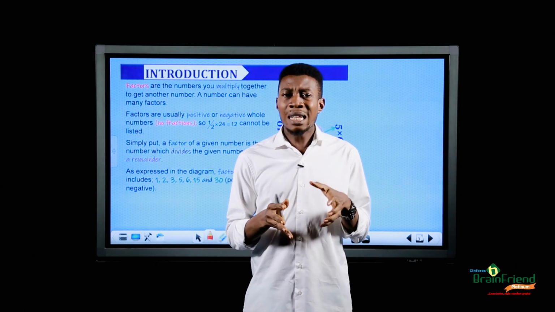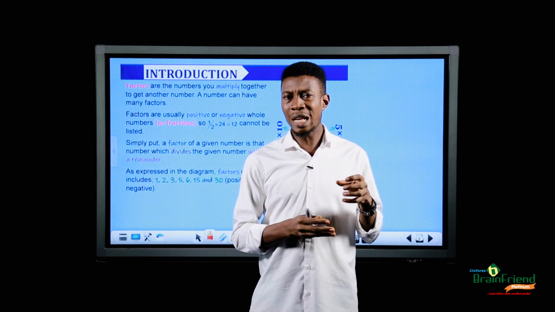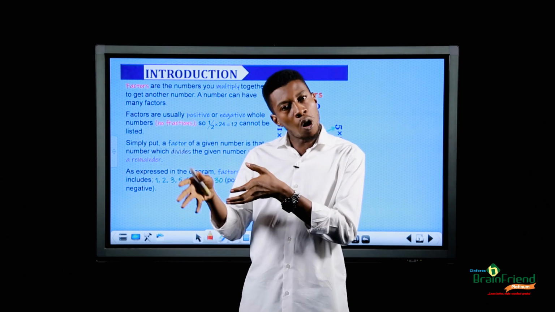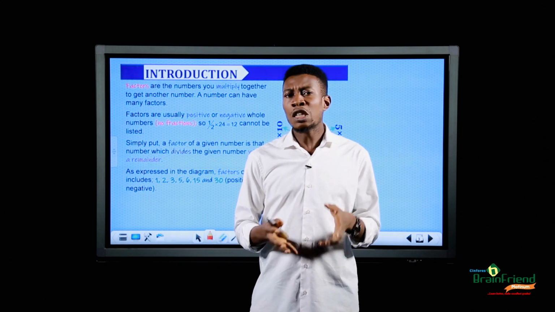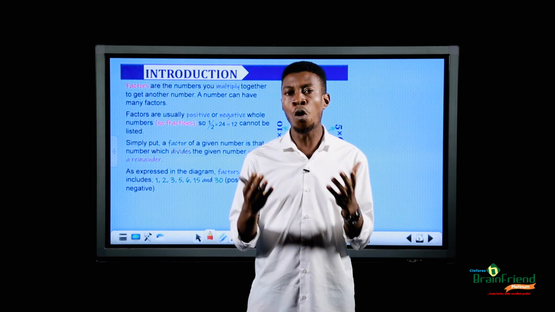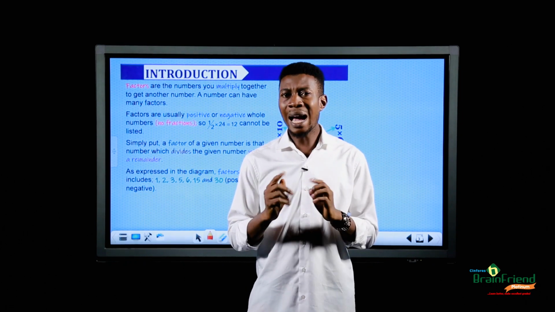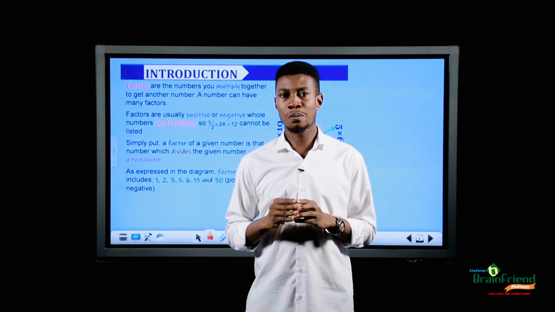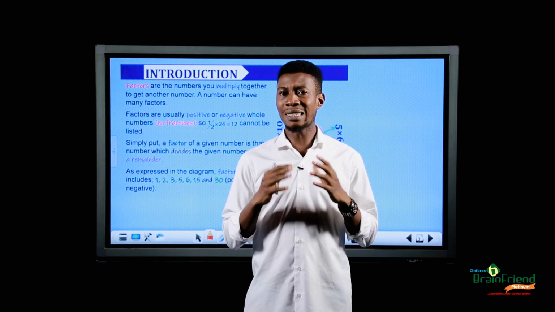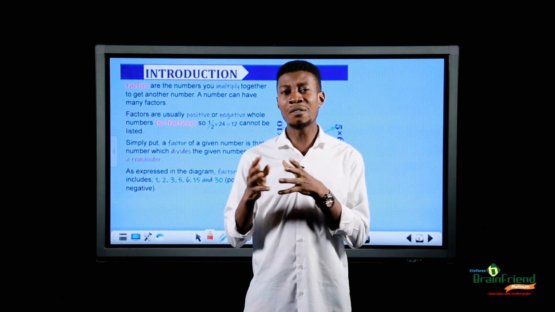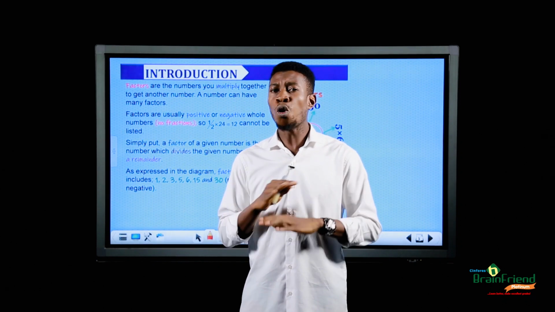But we can multiply 1 over 2, that's the fraction 1 over 2, by 24 to get 12. But when we do this, does that qualify 1 over 2 as a factor of 12? No. Remember I said fractions are never factors. Now, simply put, we can say a factor is a whole number that divides into a given number without a remainder.